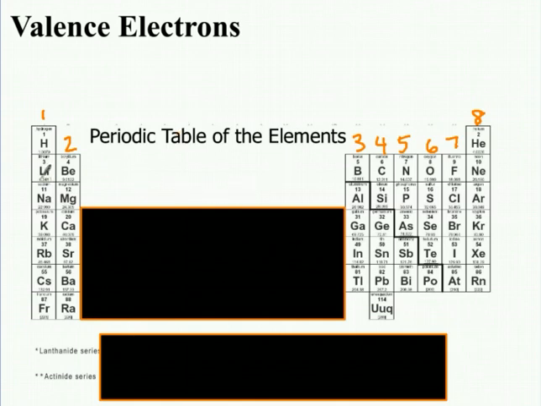If you notice, if I count all the way across, every other one after this has 8. 1, 2, 3, 4, 5, 6, 7, 8. That's the reason why all the other electron rings end with 8.